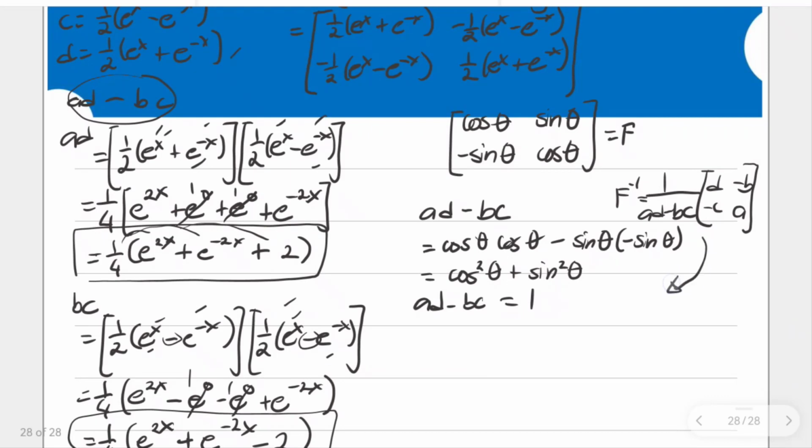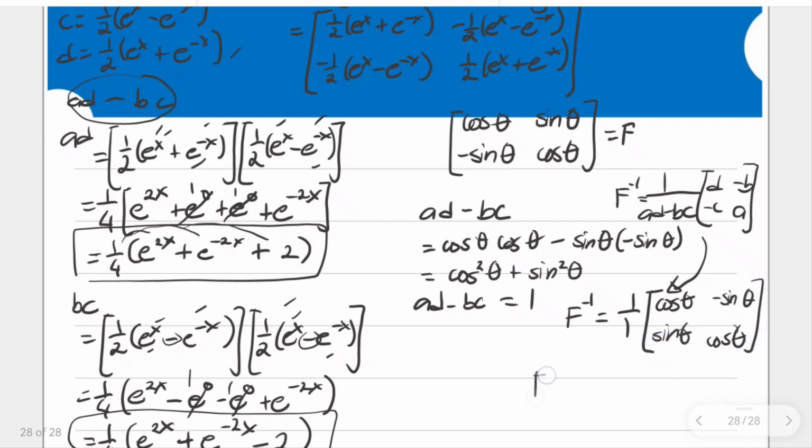Of course, it's not an assurance that if we have examples like this soon, the determinant is always equal to 1. That's just for this example alone. So 1/1 times the interchange. So it's the cosine theta here. The negative here will become negative sine theta. And the negative of c, which is already a negative trigonometric function, will become positive sine theta here.